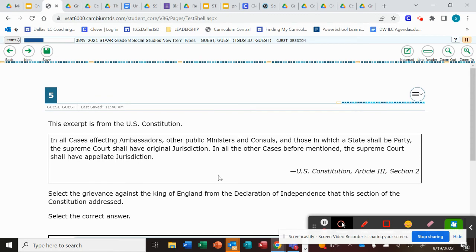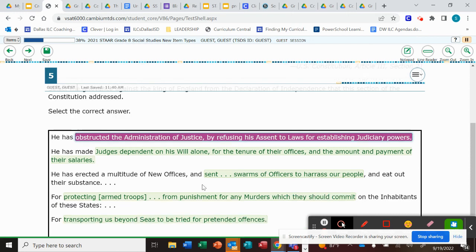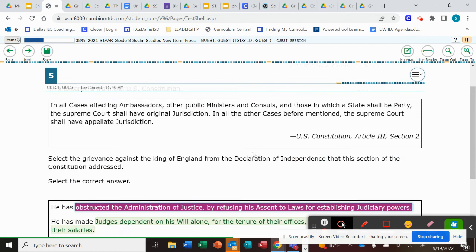You have an excerpt from a primary source, in this case, the Constitution. It is very specific. And it says to select a grievance, one answer against the King of England, Declaration of Independence, from this section of the Constitution address. As you go through here and you read it, you would eliminate it because the text evidence doesn't line up with what is actually being said here.